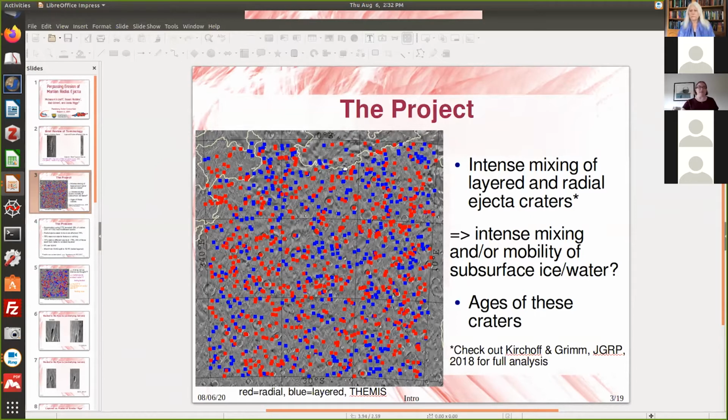One way to determine what's going on here is to get the model crater retention ages of these larger craters, so counting small craters superposed either on the ejecta blankets or on the floors of these larger craters, to see if the timing makes sense for why you would find a radial next to a layered ejecta crater, like the ice has either disappeared over time or moved from another location to the current one.